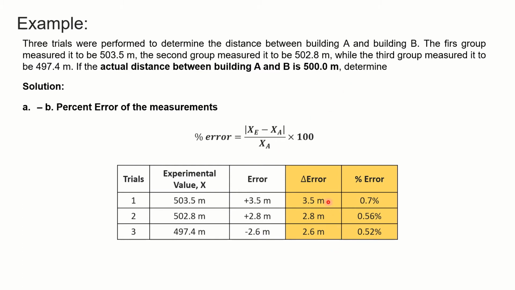To get our absolute error, we simply take the absolute value of these errors. Absolute errors are the positive values of the errors. So here, instead of negative 2.6, it becomes positive 2.6 meters. We use the absolute error to look for the percent error.